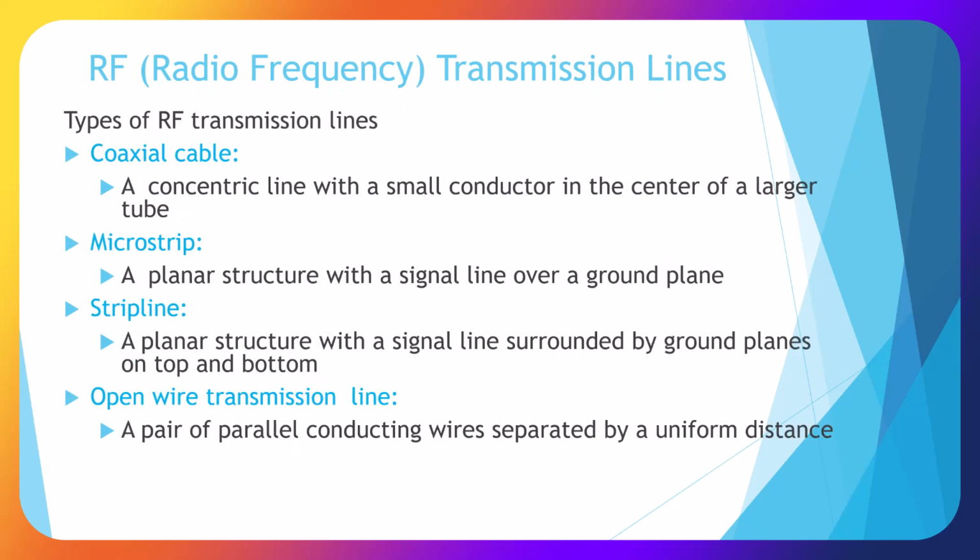So the types of RF transmission lines: it could be a coax cable, a concentric line with a small conductor in the center of a larger tube, and this may not necessarily be a wire. It could also be tubes and other material. A microstrip is a planar structure with a signal line over a ground plane. A strip line is a planar structure with a signal line surrounded by ground planes on top and bottom. And an open wire transmission line is a pair of parallel conducting wires separated by a uniform distance.